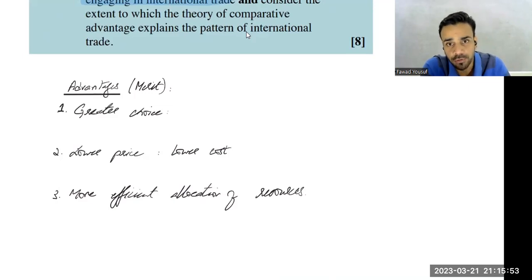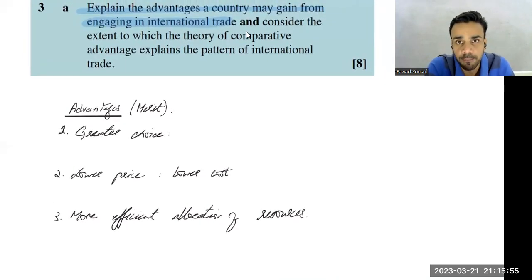Okay, G. Second part of the question, let's take a look at that and consider the extent to which theory of comparative advantage explains the pattern of international trade. Pattern of international trade. Do you understand what we mean here? Yeah, that pattern of international trade का क्या मतलब हुआ? That certain decisions that are being made about export and import, right?